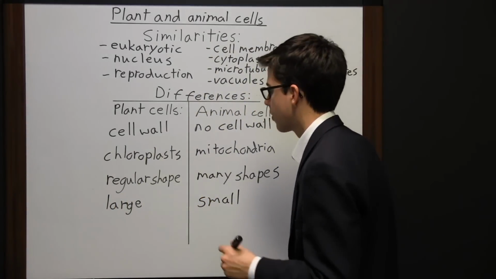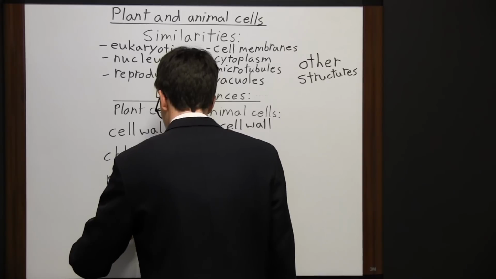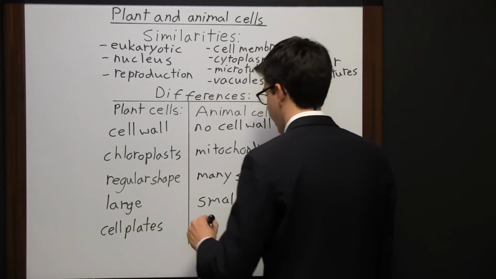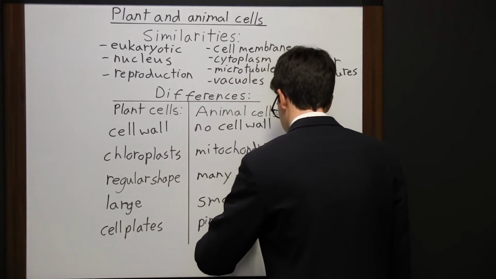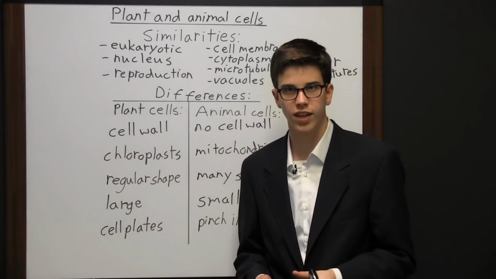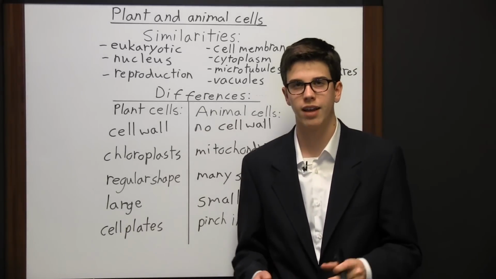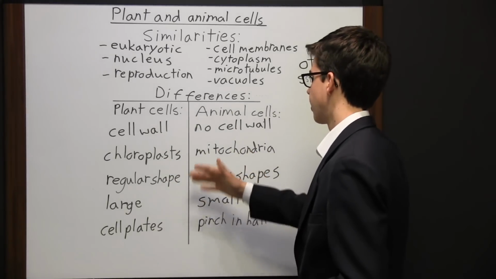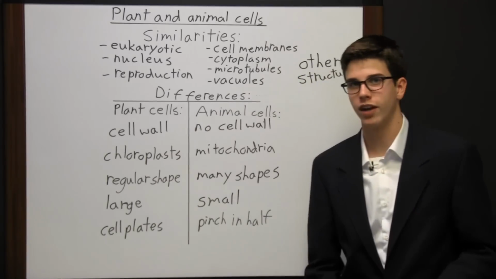And then finally, plant cells have cell plates, and so two cells are separated by cell plates, while animal cells pinch in half. So what that means is that plant cells build a cell plate between two new cells, while animal cells make a cleavage furrow and pinch in half. So that's not all the differences between these two types of cells, but these are many of the main differences, and these are many of the main similarities.